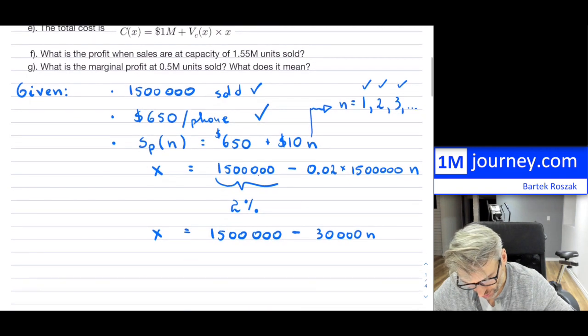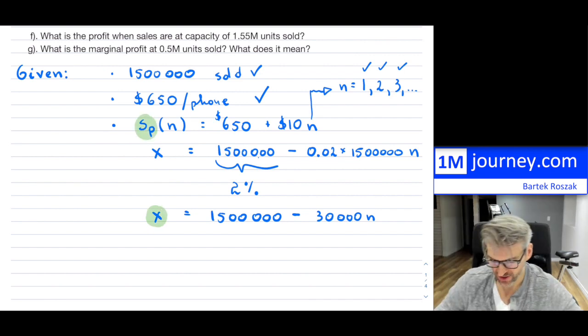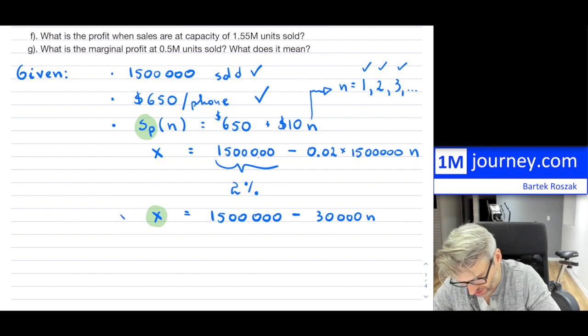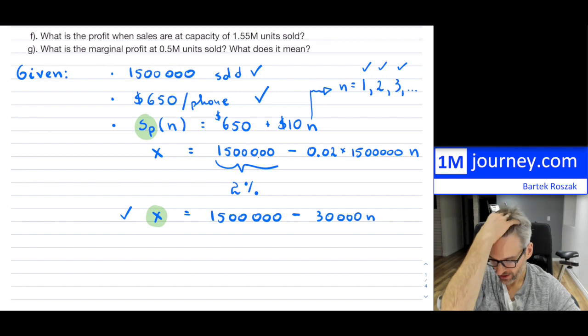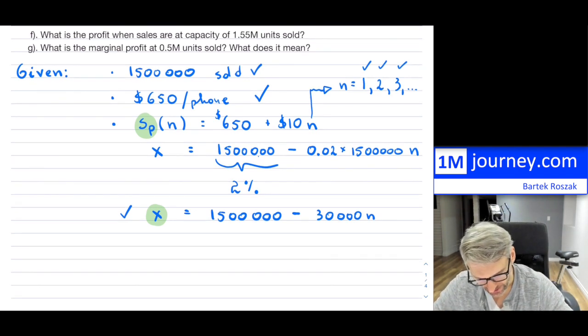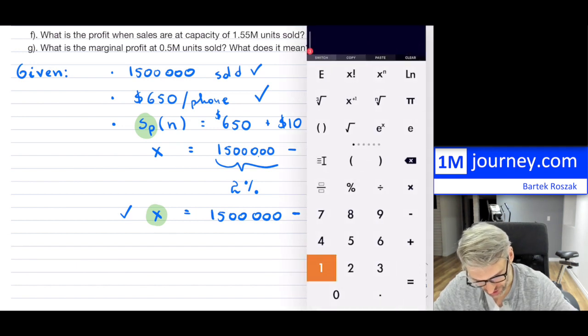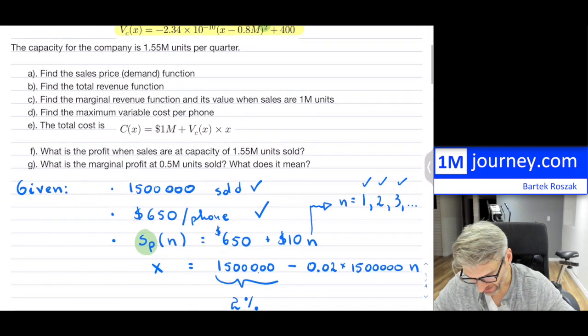Now, because we want our sale price in terms of X, we can rearrange this equation and then substitute for N to get the equation for the sale price. We'll do that in just a moment. I hope that this made sense to you. Now, let me just double check. I never really trust myself when there's too many zeros. So I'm just going to punch this in. All right, so it was 30,000.